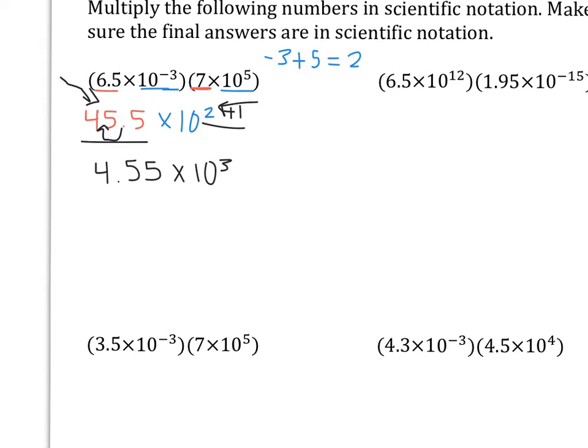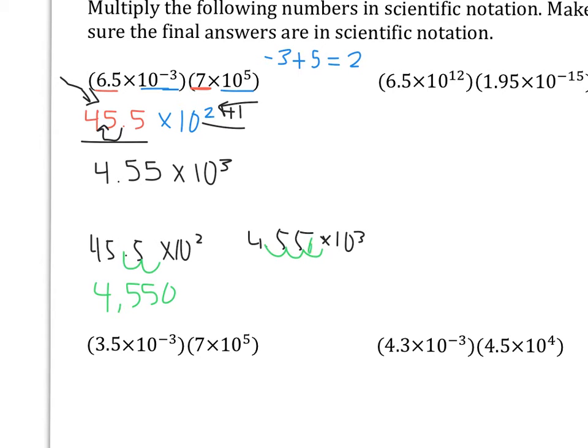To check our answers, we could put this into standard form. 45.5 times 10 to the second means I move my decimal over 2 places, 1, 2, so 4,550. If I have 4.55 times 10 to the third, I move that over 3 place values, 1, 2, 3, fill that with a 0, just like this last one. I get 4,550, which is the same thing, so I did that correctly. So my final answer is 4.55 times 10 to the third.